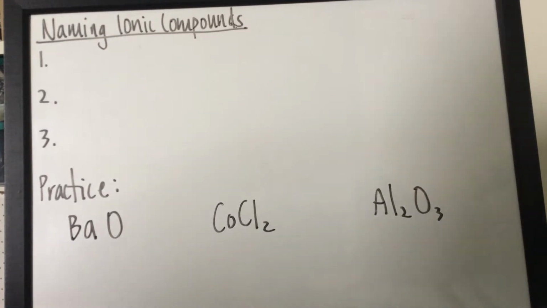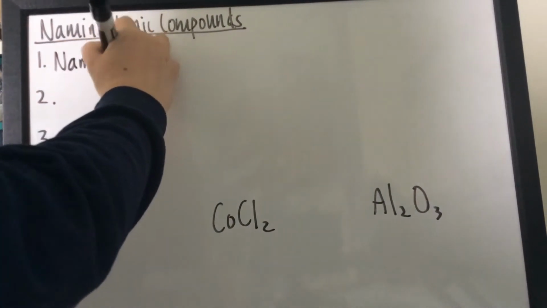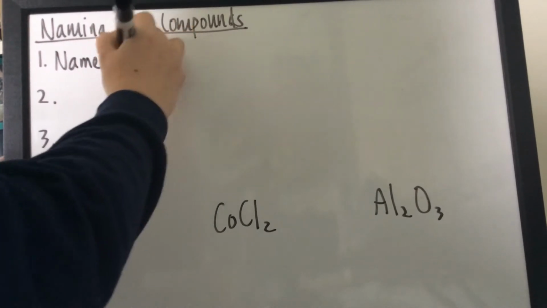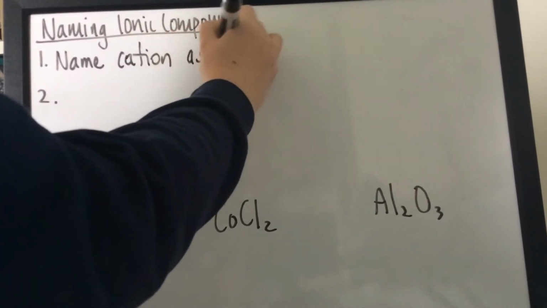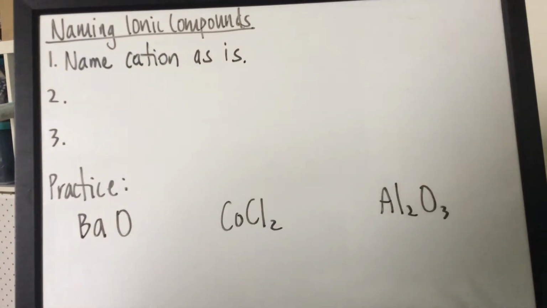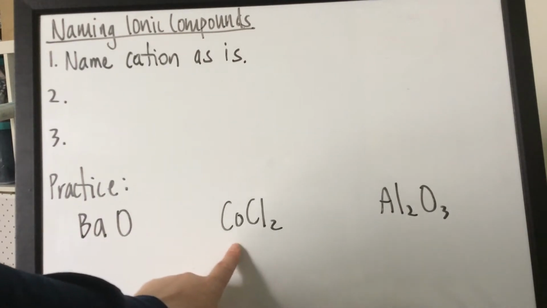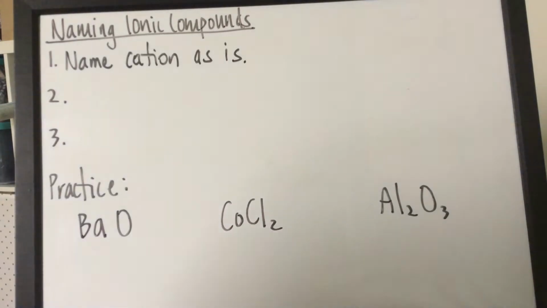The first rule is very simple. The first rule is just that we name the cation as is. Okay. Remember, cation is the positive ion. And in a formula, the positive ion always comes first. So that means this is the cation, this is the cation, and this is the cation. Okay, so we'll go ahead and name these. So all you do is name it exactly as is.